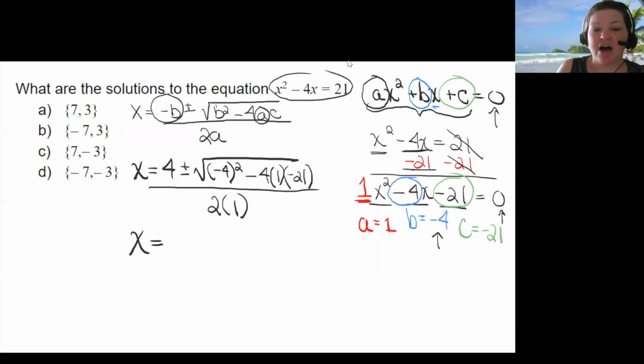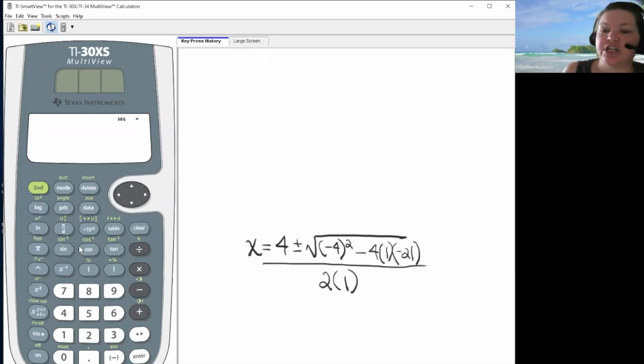And now guess what? You can plug that entire thing into your TI, okay? Now, you can simplify it by hand by all means. It's a very challenging order of operations problem, or you can use your TI. So let me show you how to use your TI since we're lazy and we don't have a lot of time. Ready? So to do this in your GED calculator, let's first make sure that we're in the right mode.